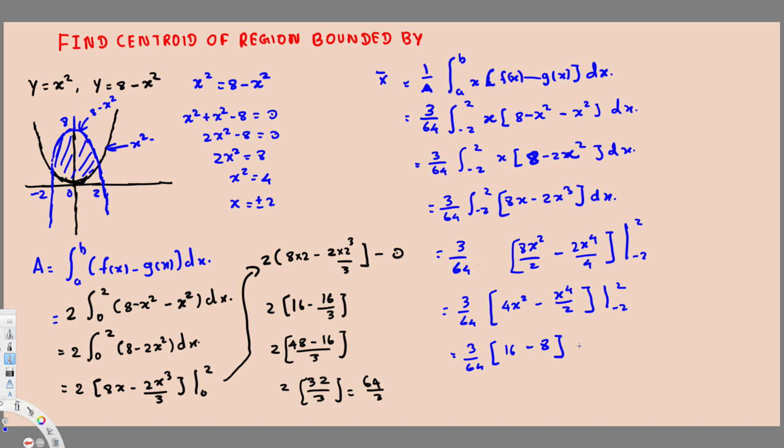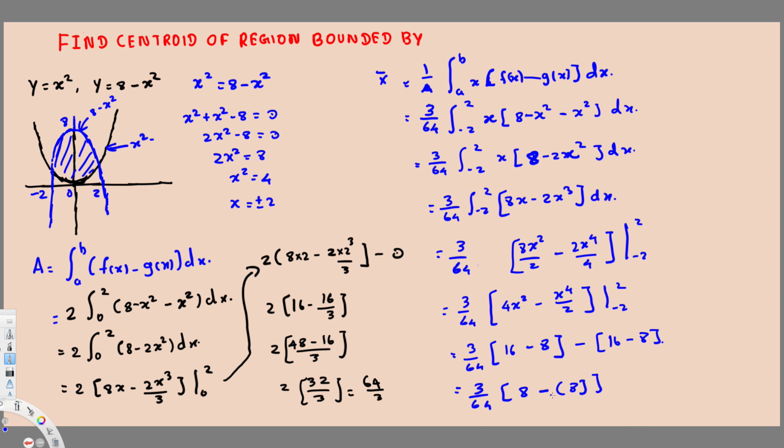Now we have to substitute this negative 2. 4 times negative 2 square is going to be 16. And then minus negative 2 to the power 4 is 16, divided by 2, that's going to be 8. And this is 16 minus 8, 8. Okay, 3 over 64, 16 minus 8 is 8, minus, this is going to be 16 minus 8, so this gives us 0.